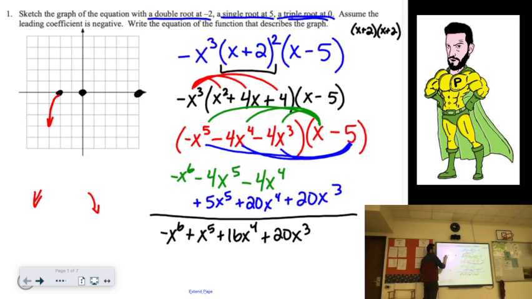Coming up, hit negative 2, coming back up. We're going to hit that 0, but bend through it, and we got to come back down through that last point.